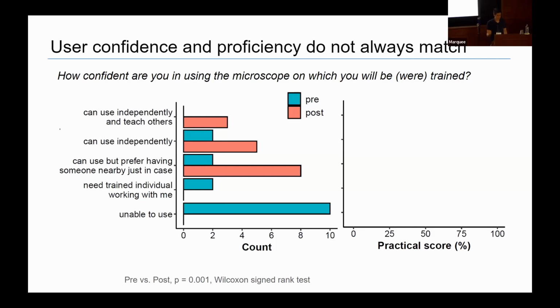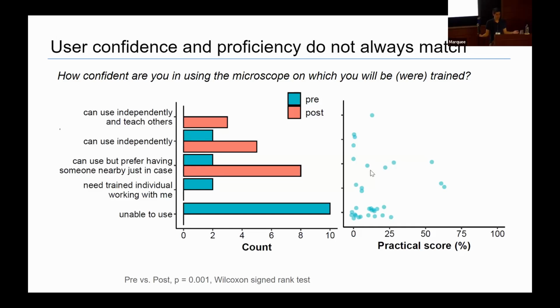To get a little bit more information about that, we decided to plot out also their practical scores, so the actual practical assessment from the previous slide, against their confidence that they self-expressed. Here we can see that students initially, prior to training, mostly have low confidence, and that's pretty correct. They're not able to use the scopes. But there is a population of students here who are overconfident in their actual abilities.